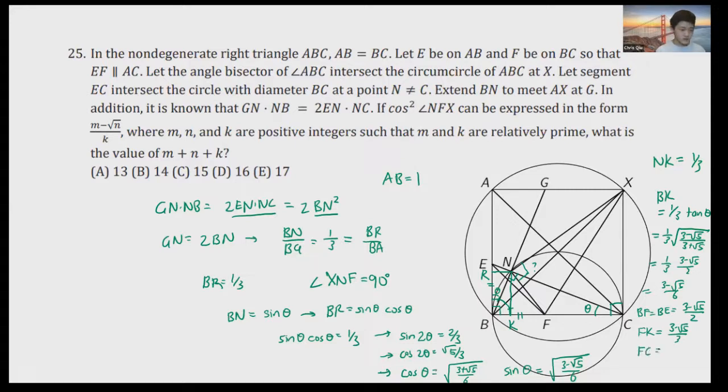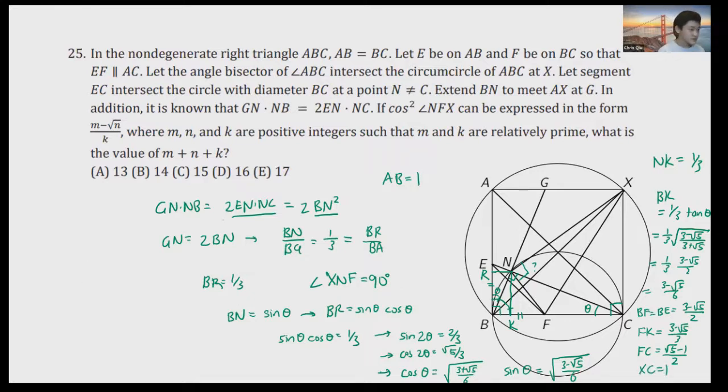And also, we can calculate FC. FC is going to be our total length BC minus BK and then minus KF. And so when we subtract all of these, we can see that FC is going to be equal to 1 minus 3 minus root 5 over 6 minus 3 minus root 5 over 3. And when you do the calculation, this comes out as root 5 minus 1 all over 2. And XC is equal to 1.